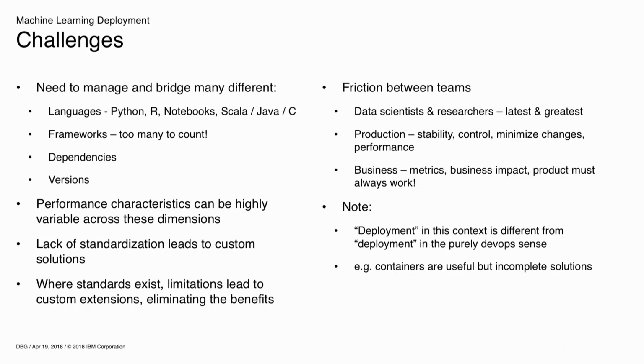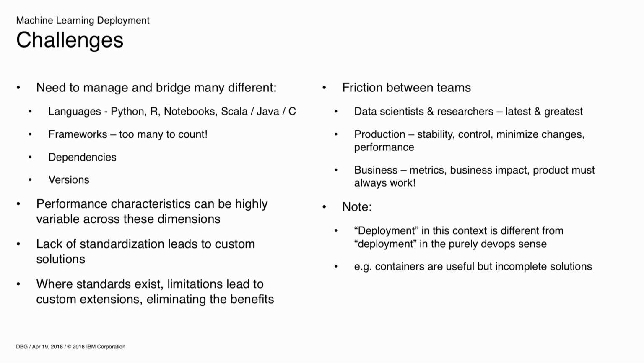So I've mentioned some of the challenges, but the data science workflow, and in particular the deployment of models, needs to bridge these gaps. So you have friction between teams. You have the data scientists and researchers. They want to use the latest and greatest. They might be on a bleeding edge version. They might even be training TensorFlow models on a release candidate or off the master branch on GitHub because they need the latest feature. Production does not like that, right?